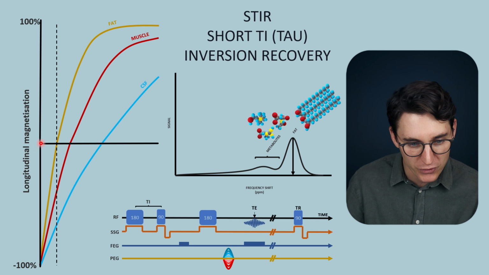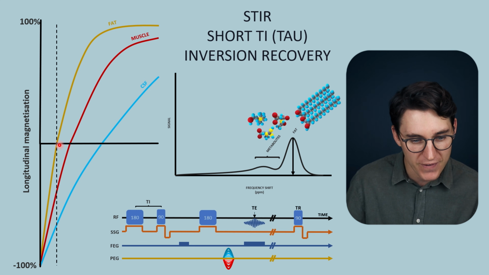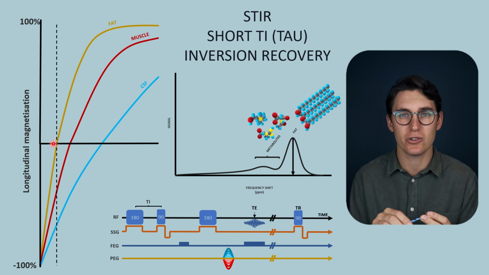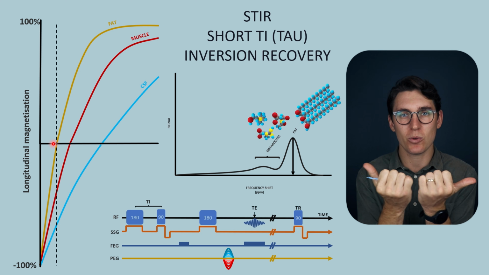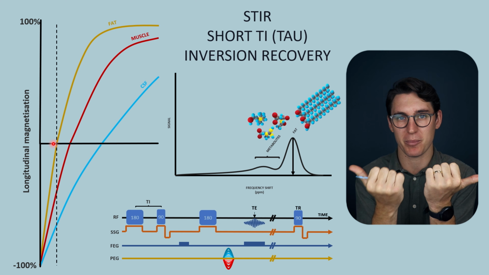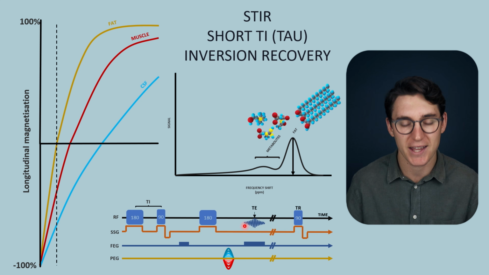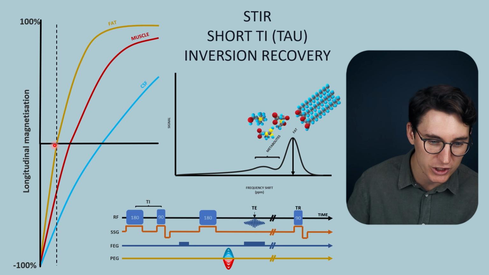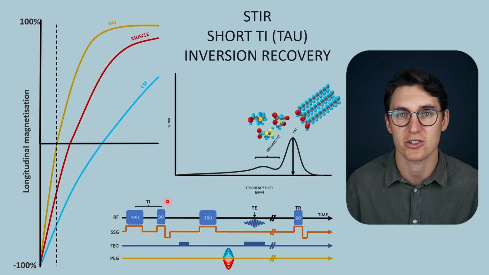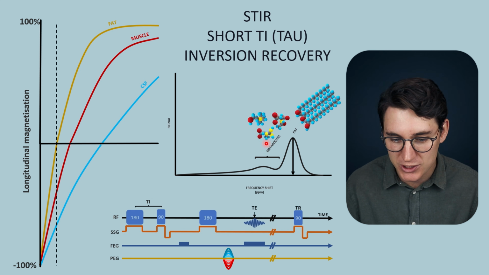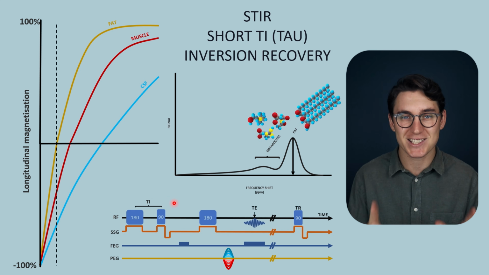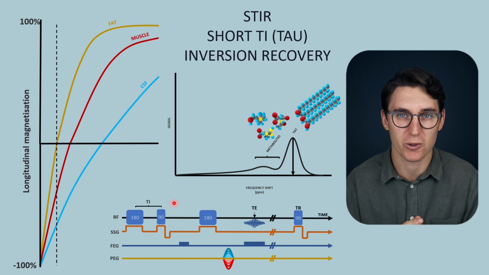If we wait the perfect time to inversion time, where fat has no net longitudinal magnetization, it's got equal numbers of hydrogen protons in the spin up and spin down orientation, and then we run our pulse sequence, again, we will have no longitudinal magnetization vector to flip into the transverse plane, and we'll get no signal coming from fat. I've gone through this in detail in the inversion recovery talk.